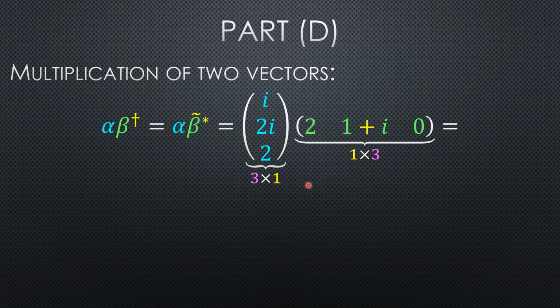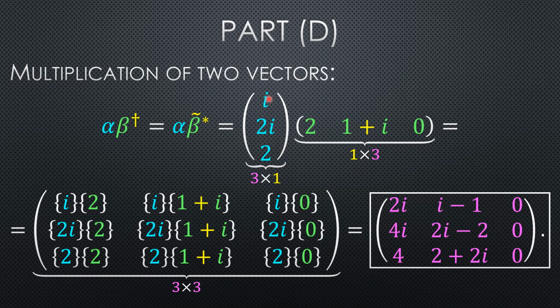Now again, the inner dimensions here match, so our outer dimensions are the result. Whereas when we had alpha dagger beta, we ended up with the 1 by 1. This time we have a 3 by 3. So this is often called the outer product as compared to the inner product where we're looking at the overlap.